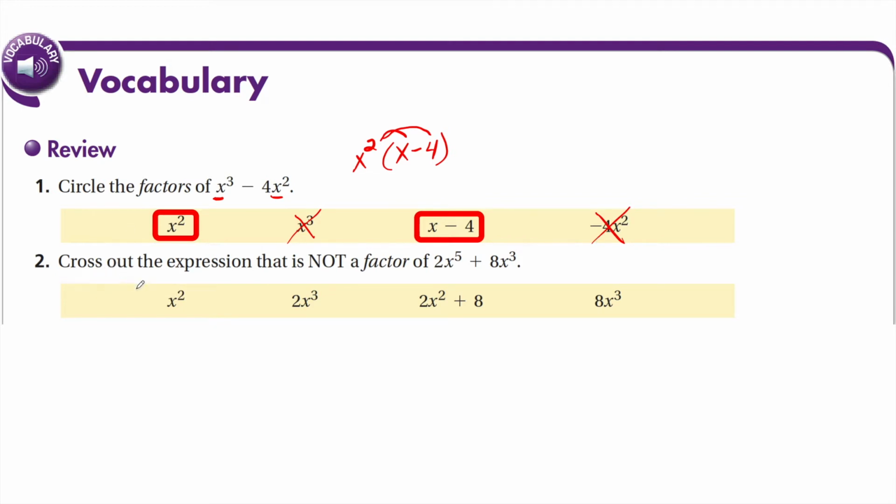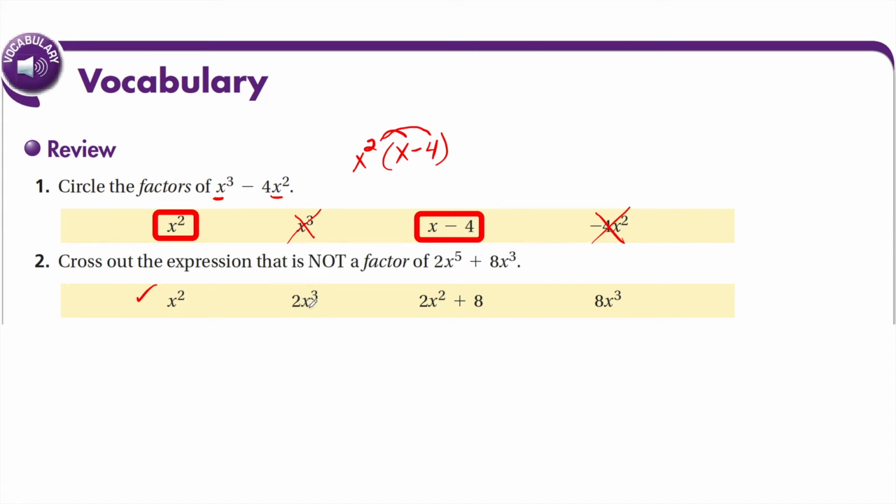Number 2, cross out the expression that is not a factor of 2x to the 5th plus 8x cubed. In order for something to not be a factor, that means that we can't take it out, period, in general. So looking at the x squared, you absolutely can take an x squared out. Why? Because the lowest exponent that is given is the x cubed.